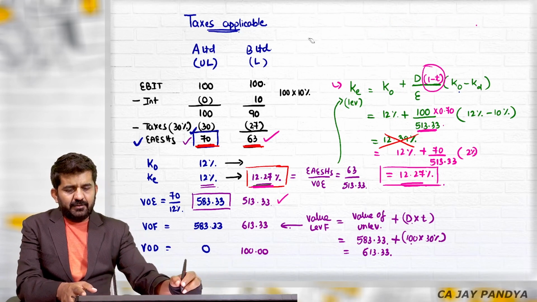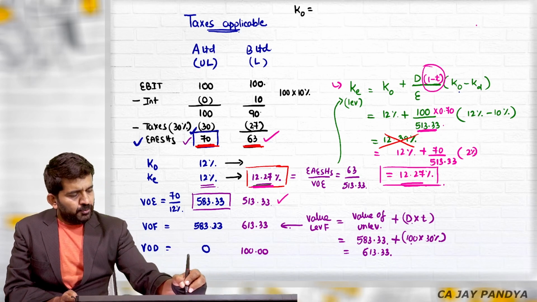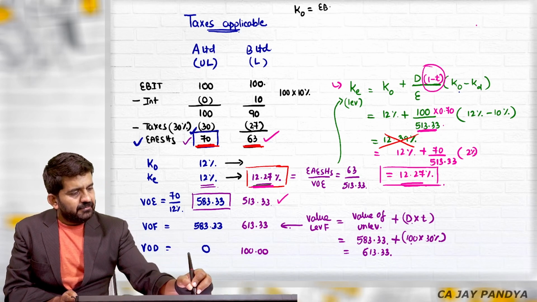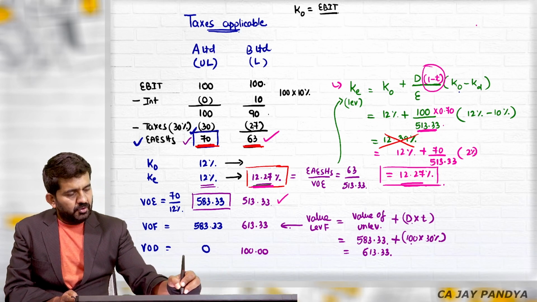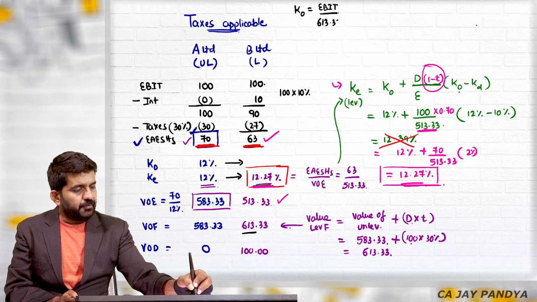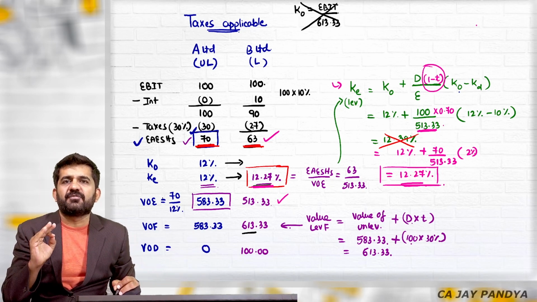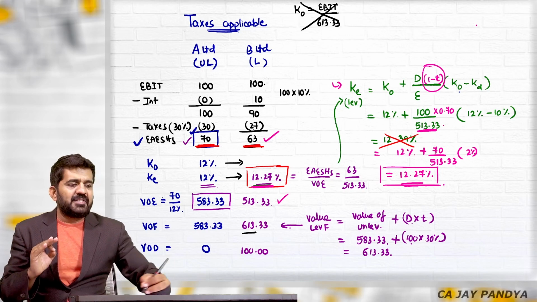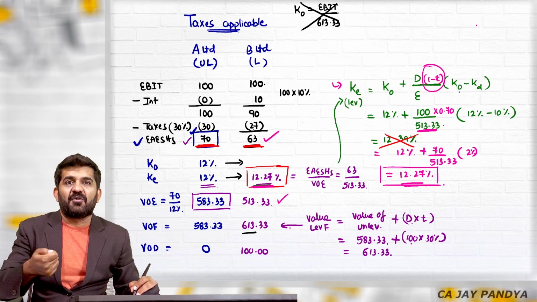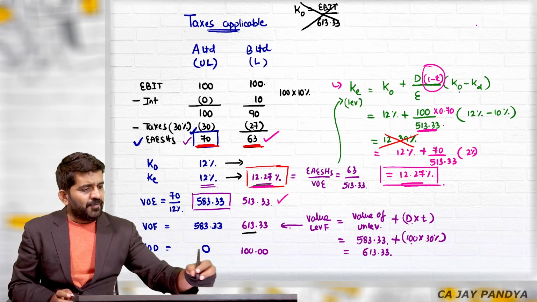Now understand KO. Can I do this? EBIT upon value of a firm, 613.33? The answer is no. This cannot be used if taxes are there. This EBIT is inclusive of taxes and hence we will not get the correct answer. Then how do we find the correct answer?